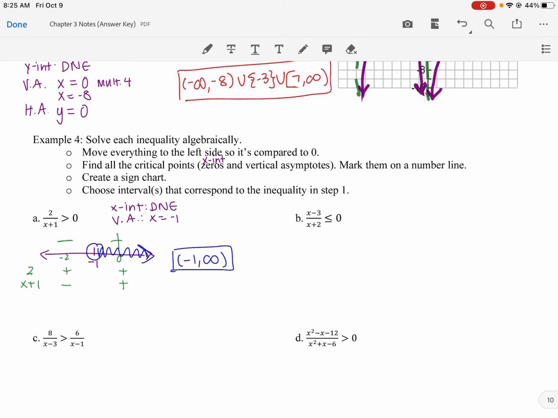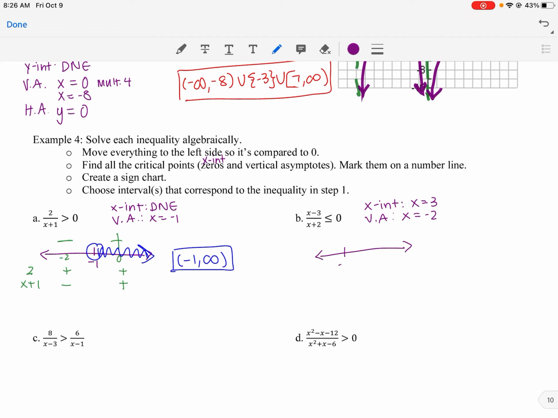Okay, let's look at the next one. Nicely already kind of set up for us. We've got an x-intercept of 3, and we've got our vertical asymptote, setting the bottom equal to 0, of -2. So on our number line, we are going to put a -2 and a 3. Now to our factors. Our factors are x minus 3 and x plus 2.